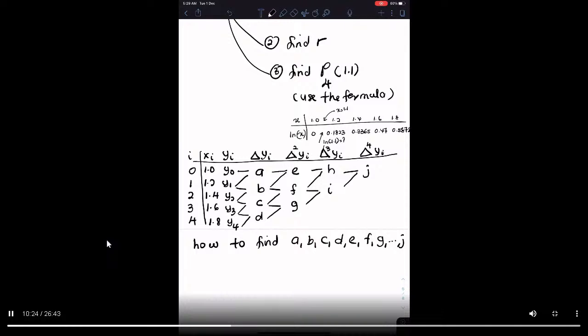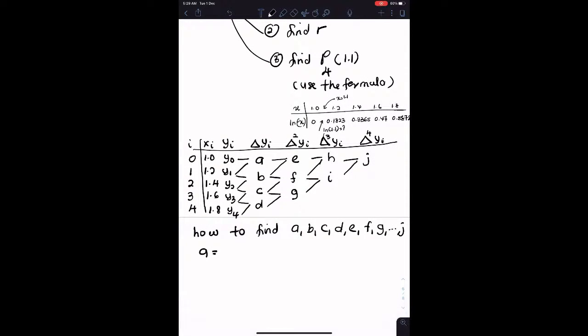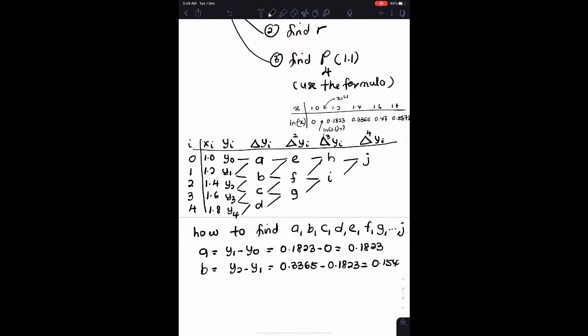So we continue how to find A, B, C, D, E, F until J. A1, I told you, is Y1 minus Y0. We know already Y1. We know already Y0. B is Y2 minus Y1. We know already the value of Y2 given in the question and Y1 given in the question.